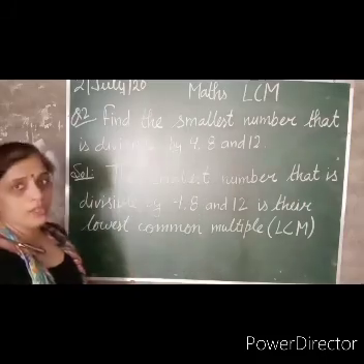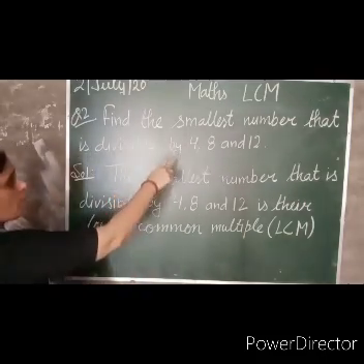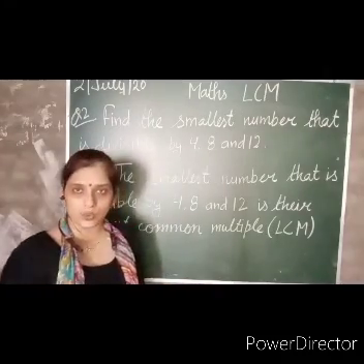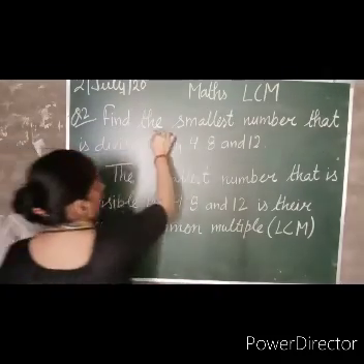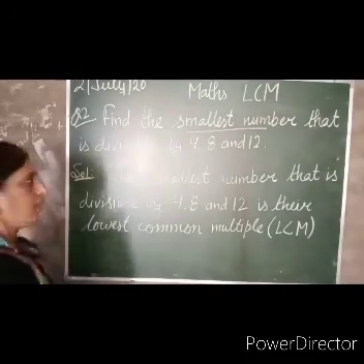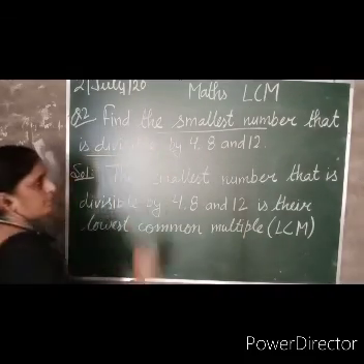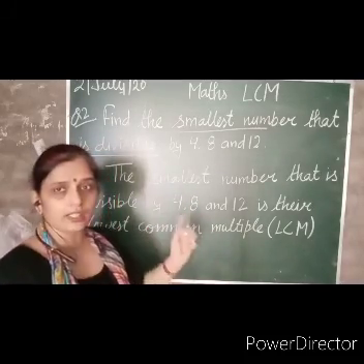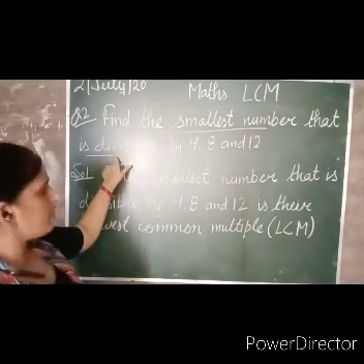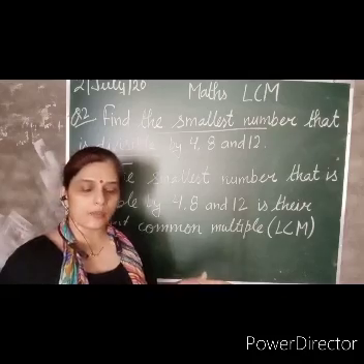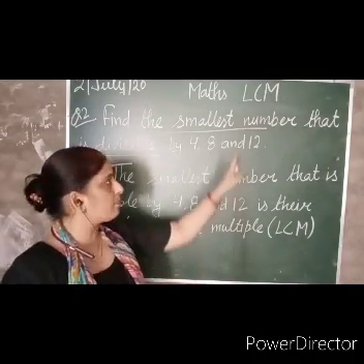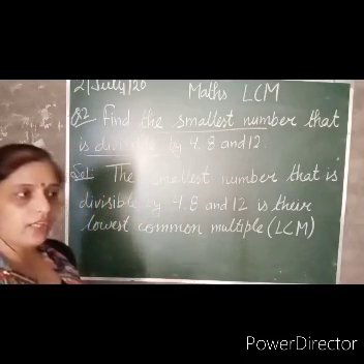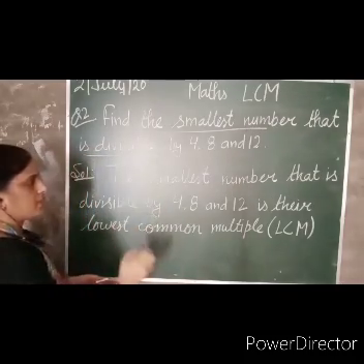Let's start our second question. Find the smallest number that is divisible by 4, 8 and 12. Again you can see we have to find out the smallest number and one word is here, divisible. As you know, smallest, lowest, same meaning, so we have to calculate the LCM. Again divisible. Divisible means a number which is completely divided by the given numbers. There should be no remainder. So same case we have to write down the LCM of these numbers.